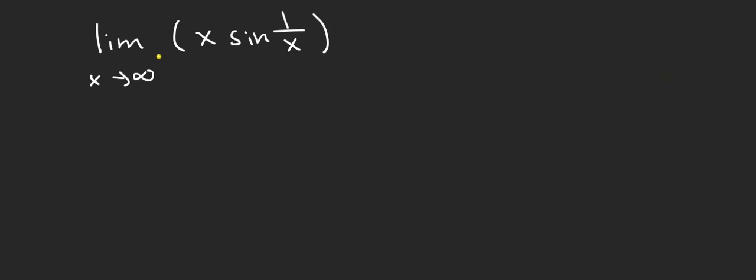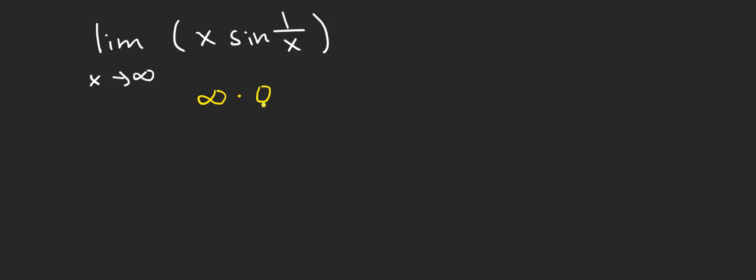So we have limit of x sine of 1 over x as x goes to infinity. As x goes to infinity, that goes to infinity. And then you get 1 over infinity. And 1 over infinity is like going to 0, isn't it? Just imagine 1 over a big number. That's like 0. And what is sine of 0? Sine of 0 is 0. So this is an example where as x goes to infinity, you get infinity times 0.